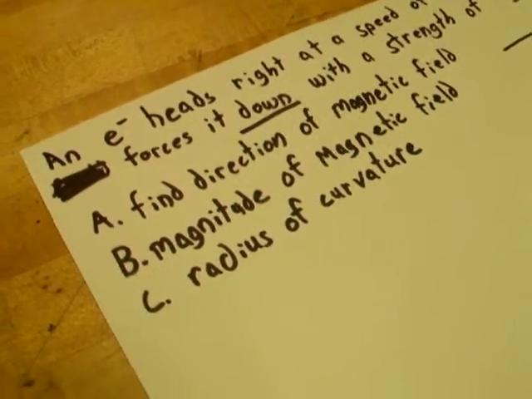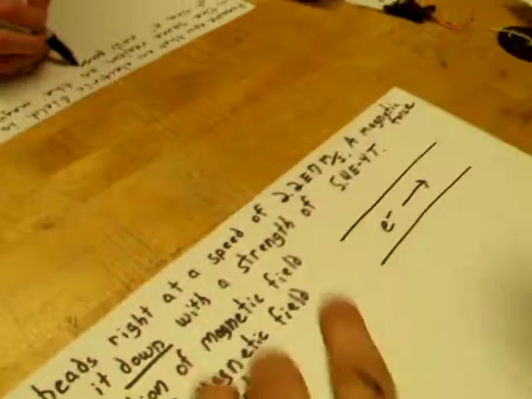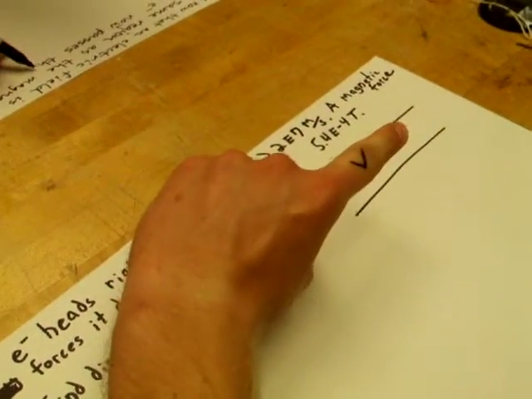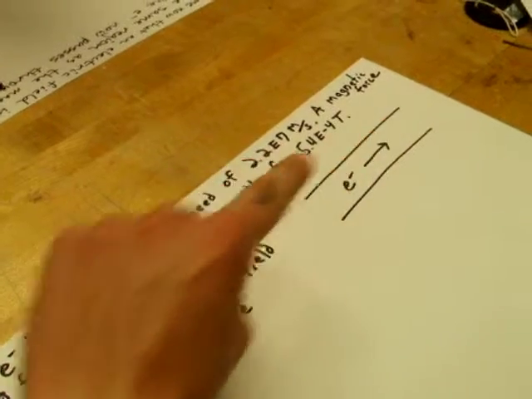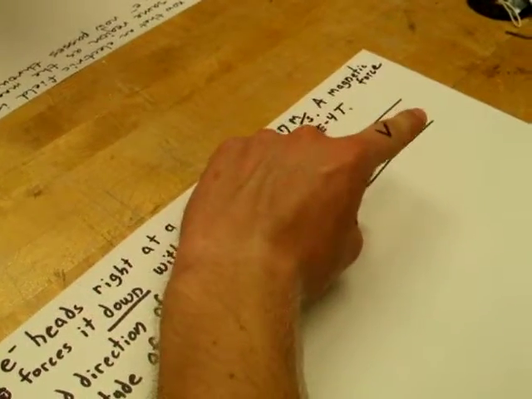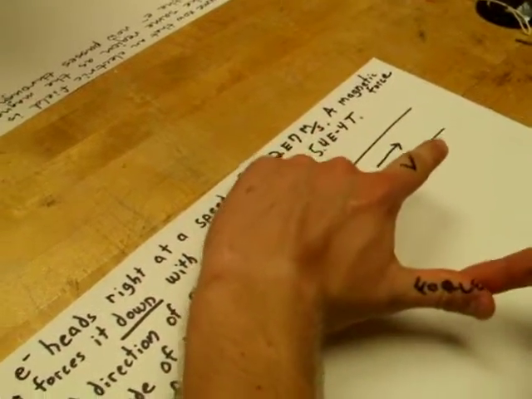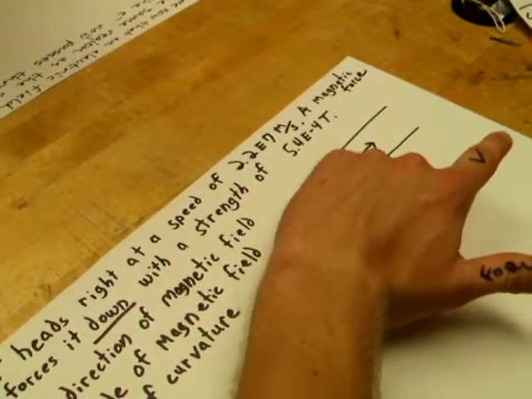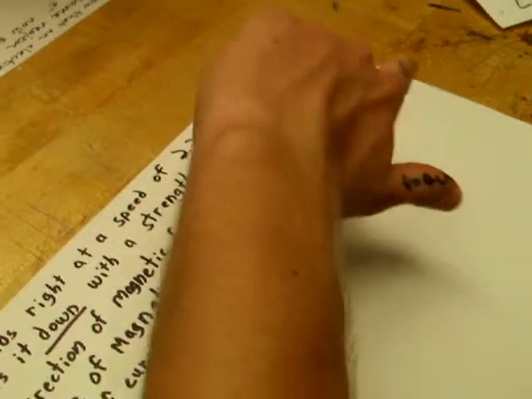Well, we're going to use the right-hand rule, but with the left hand because it's a negative charge. This finger points in the direction of the velocity, which is to the right. The magnetic force is making it go down. So that means the magnetic field would be in.